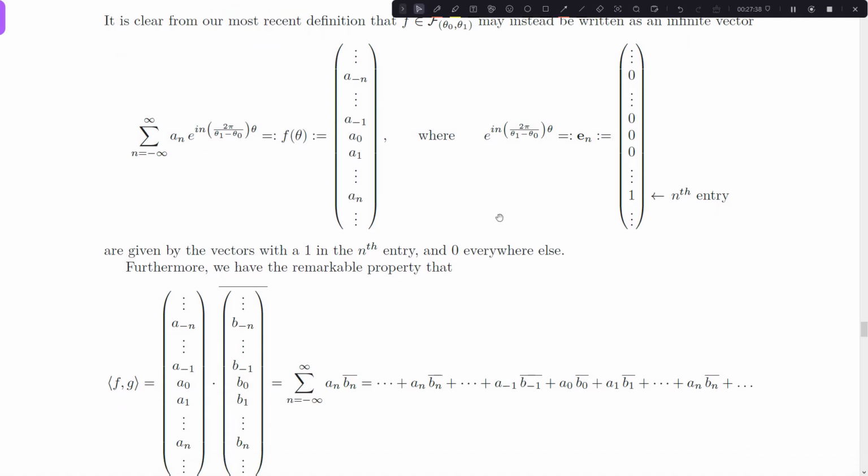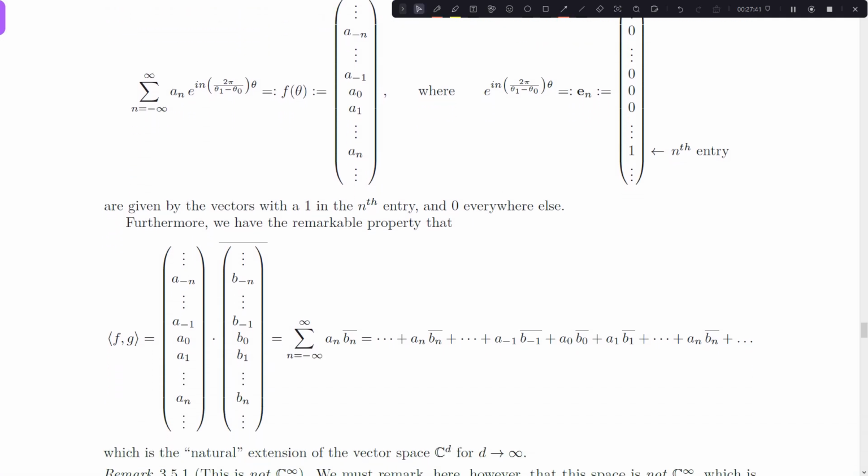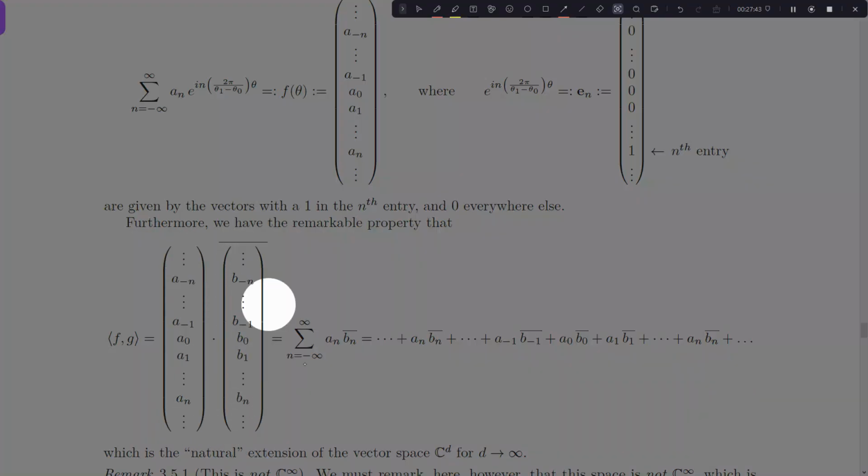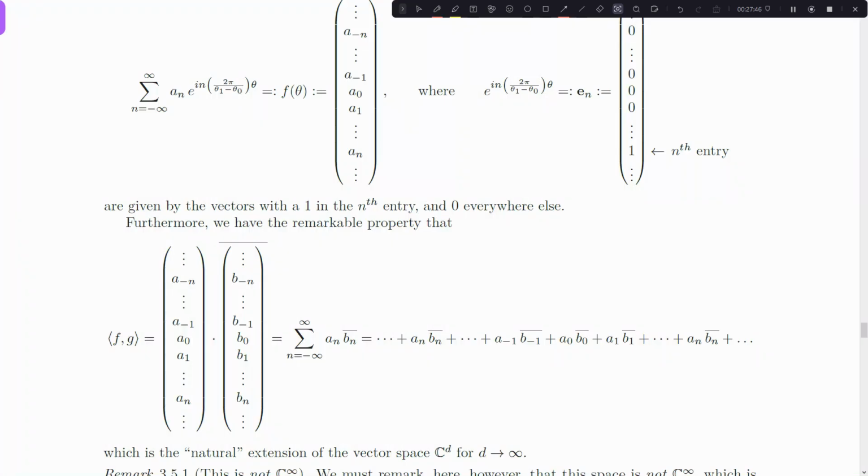We also know that we can take the inner product by taking the dot product of these two vectors, and we know that that inner product will converge.